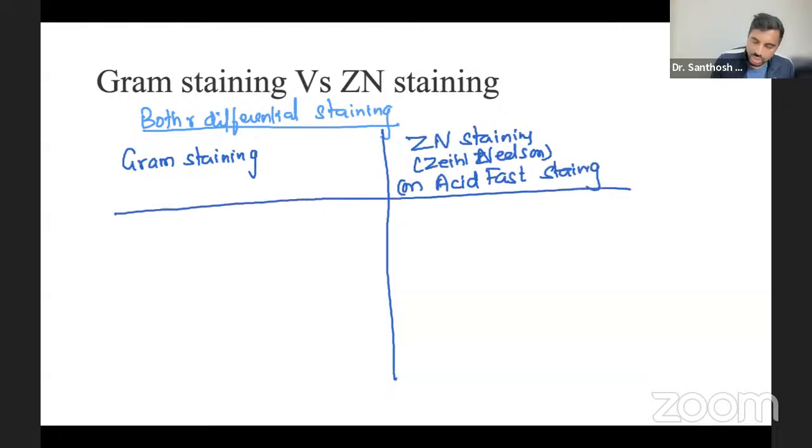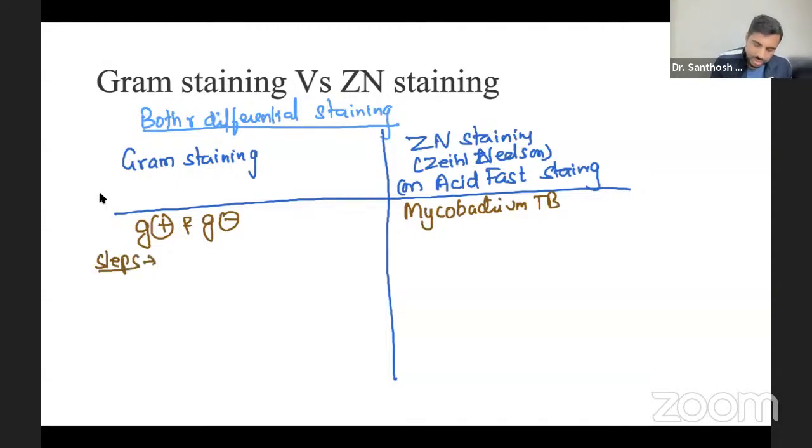And then what is the use of these tests? Gram staining will differentiate the bacteria into gram positive and gram negative bacteria. ZN acid fast stain we're mainly using for Mycobacterium species, Mycobacterium tuberculosis or leprae, doesn't matter. Now, what are the steps here?